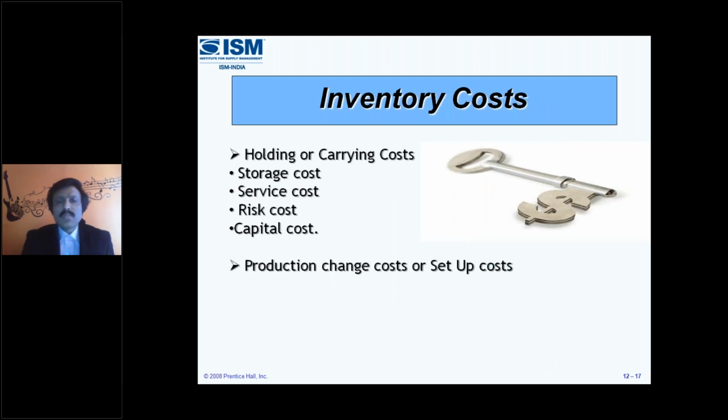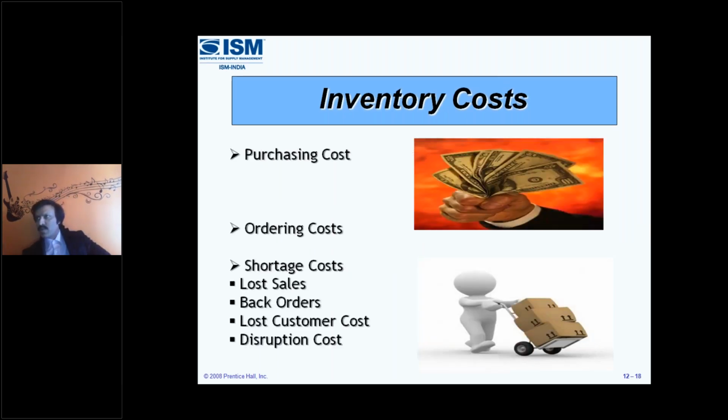But yes, one must remember that inventory doesn't come free. It comes with lots of costs associated with it. First is obviously the holding costs or carrying costs. You have to store it, preserve it, service it, and insure your inventory. Obviously an acquiring cost is also there. You have setup costs of the inventory. You have to purchase that inventory, so the purchasing cost is always there. Then ordering cost: there are lots of administrative costs involved in the ordering of that inventory.